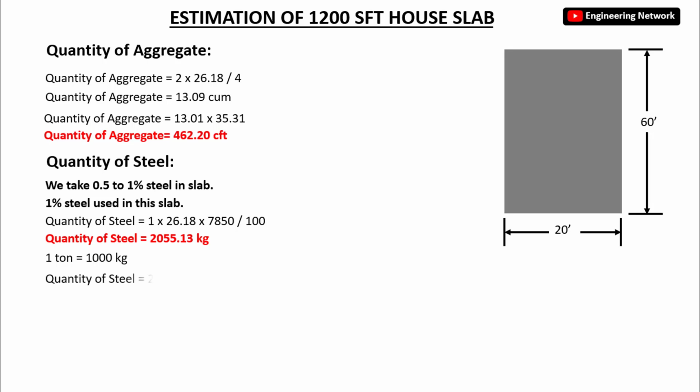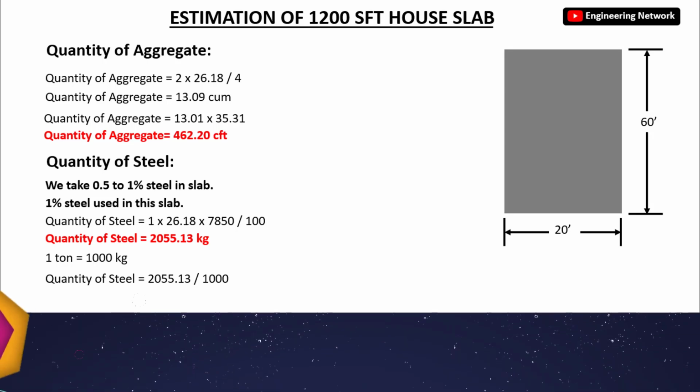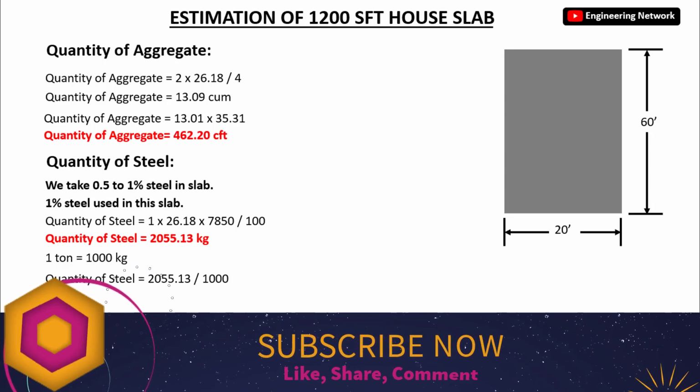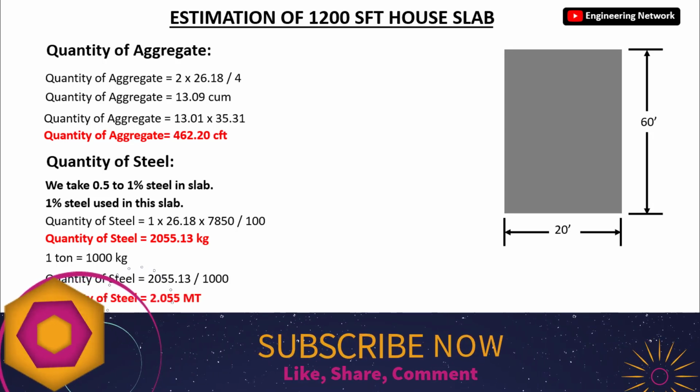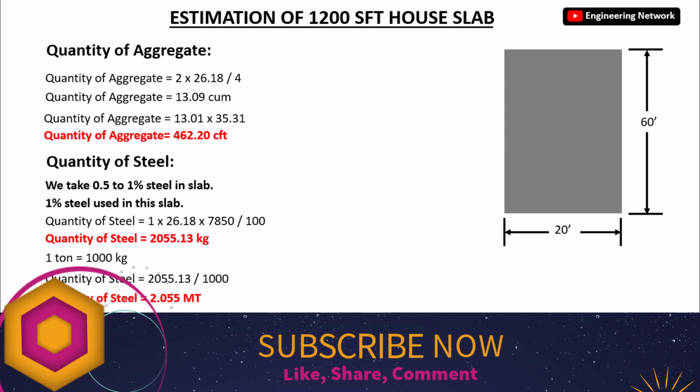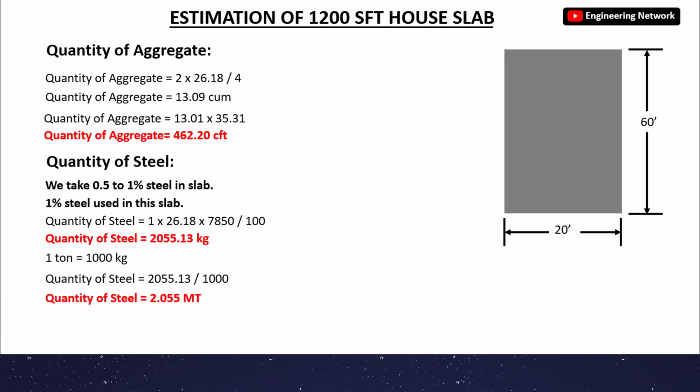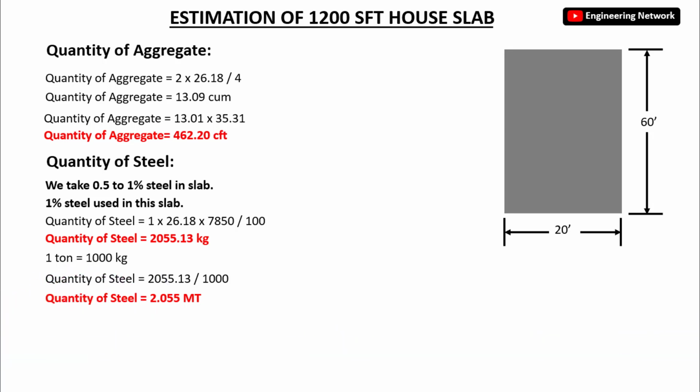Now we know that 1 ton is equal to 1000 kg. So quantity of steel in tons is equal to 2055.13 divided by 1000, and total quantity of steel will become 2.055 metric ton. Okay? So I can say that in 1200 square feet, 2.055 metric ton steel will be used.